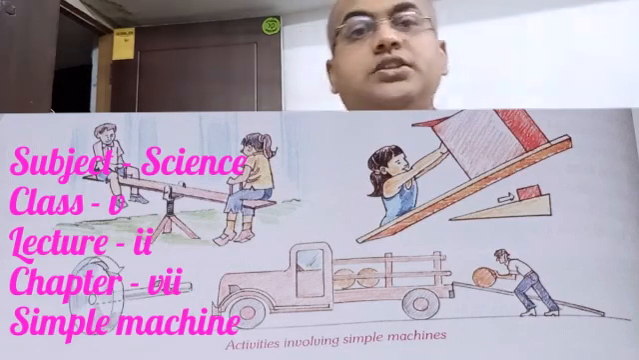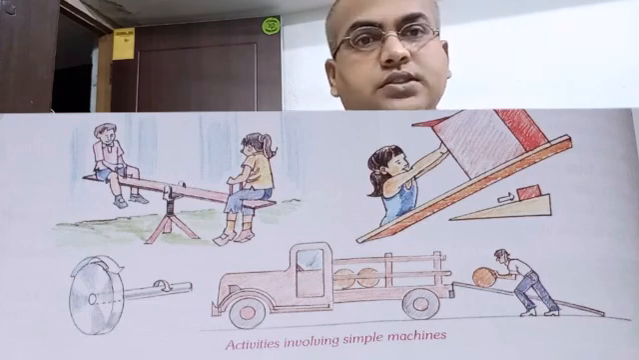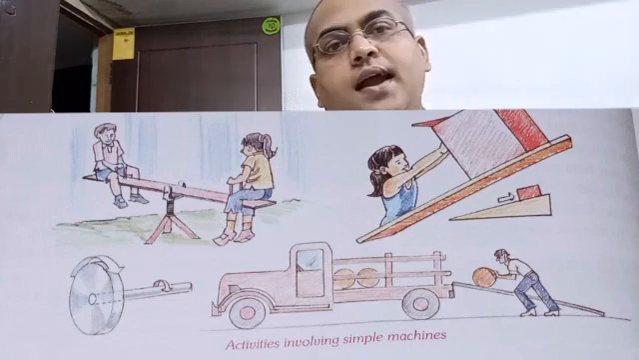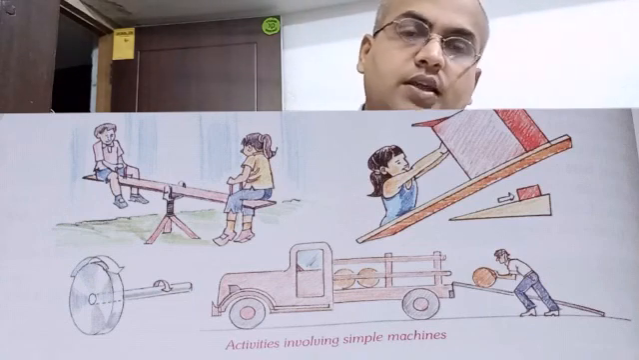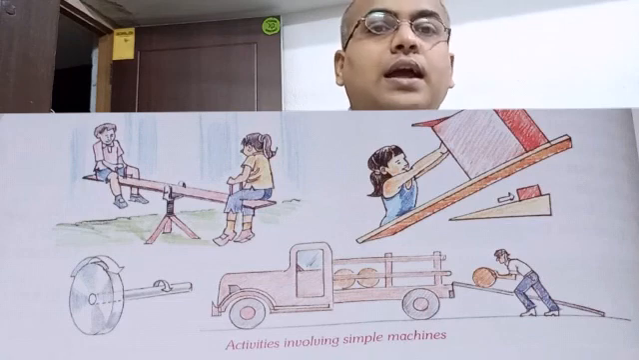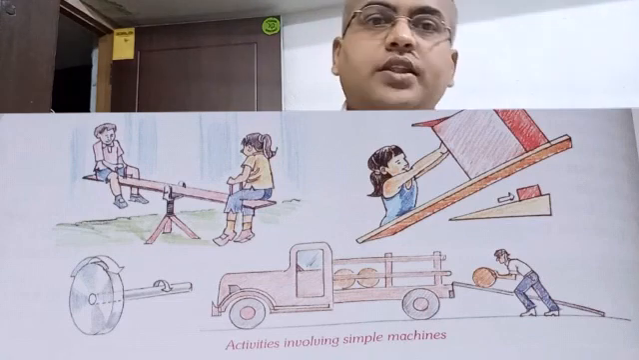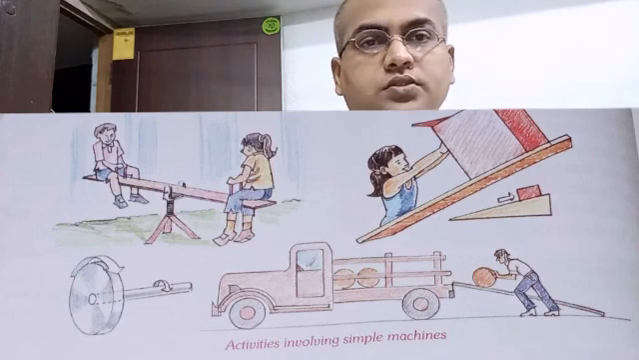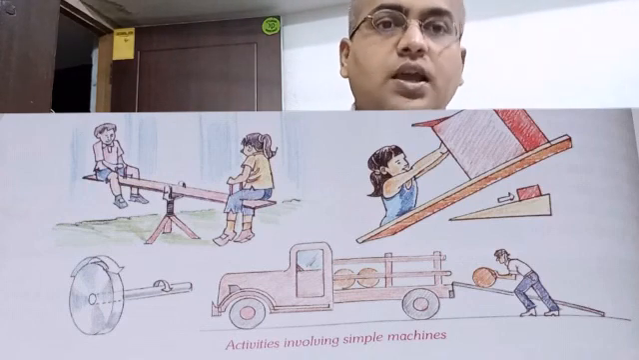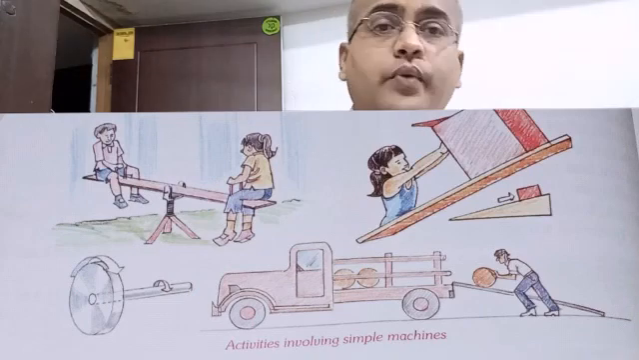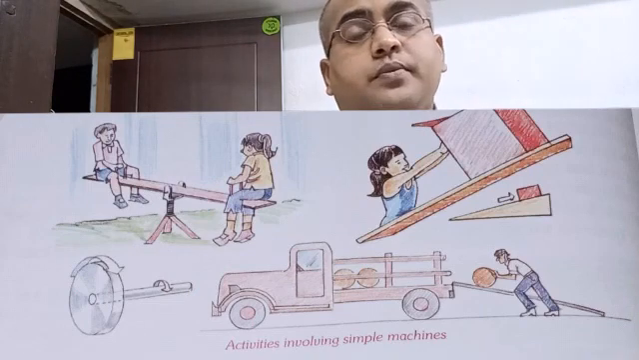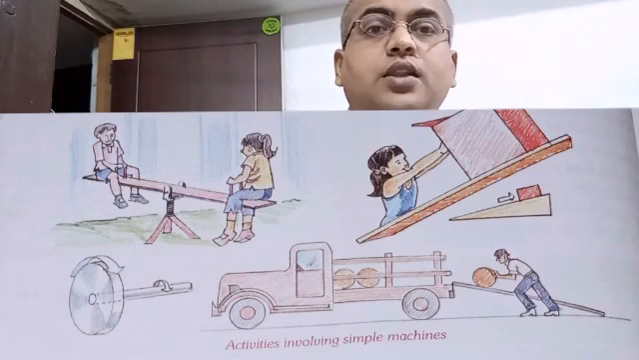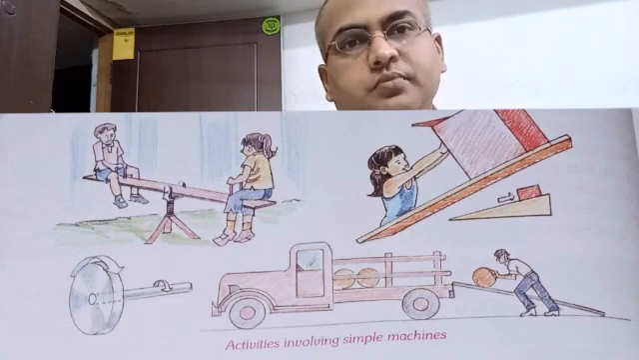So a simple machine is a tool which helps us to perform our work in an easier and faster method by applying less amount of force, and the work we can do is more and more. So this is what a simple machine is. Among them we learned lever, wedge, inclined plane, screw, wheel and axle, pulley. These are the simple machines.